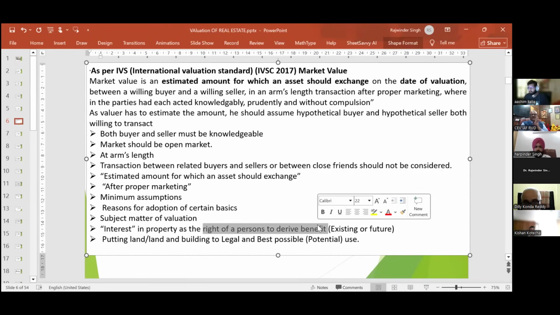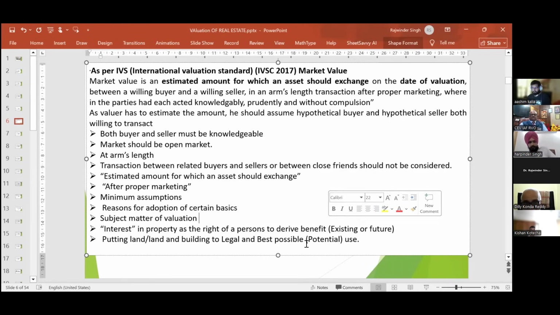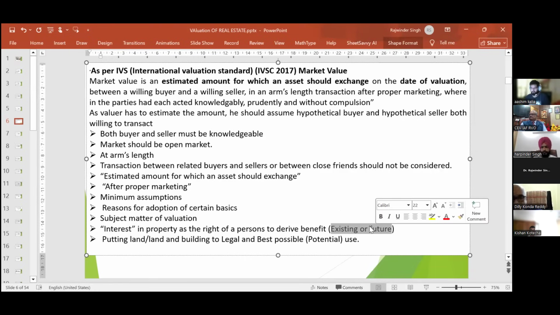What is meant by ownership of the property? Ownership is nothing but just a bundle of rights you are enjoying after purchasing that property. So you must understand what are the rights when you are doing valuation: what are the existing rights and what may be the future rights. Both of these things you have to consider.